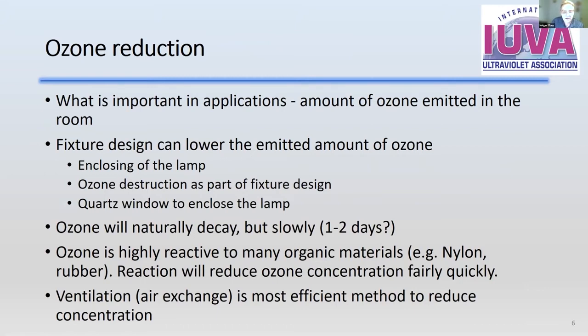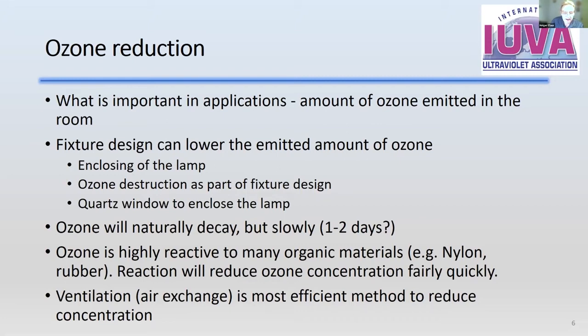In applications, always remember the ozone generated by a lamp is not necessarily the ozone emitted into a room. You can block the ozone. You can modify fixture design. Just by enclosing the lamp, most of the ozone at least will be trapped. If necessary, you can put ozone destruction filters into the fixture. In fixtures, you can also just add a quartz window that will block some or most of the ozone from coming out.